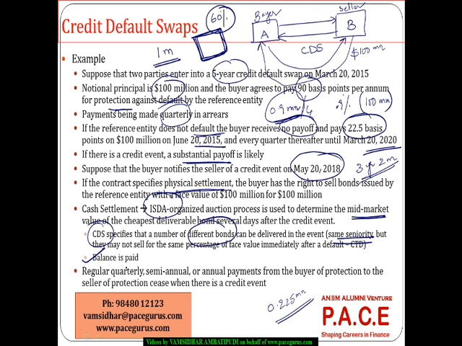So the payments wise, the regular premium payment could be quarterly, semi-annual, or annual. And typically whenever the credit event has occurred, from then onwards the buyer need not make any kind of payment to the seller. So that's how a traditional credit default swap actually works.